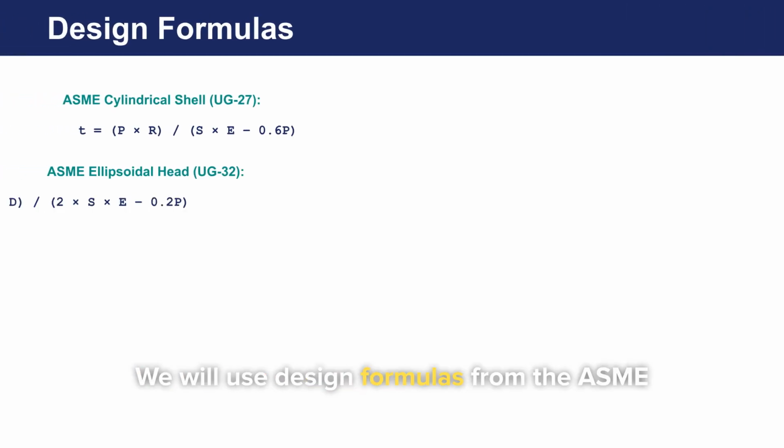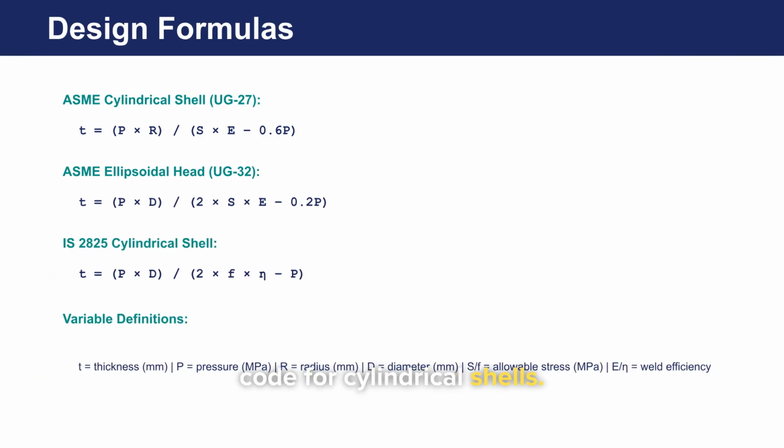We will use design formulas from the ASME code for cylindrical shells. T equals P times R divided by S times E minus 0.6 P, and T equals P times D divided by 2 times S times E minus 0.2 P for ellipsoidal heads, and T equals P times D divided by 2 times F times eta minus P is for the IS 2825 code for cylindrical shells. The variables T, P, R, D, S/F, and E/eta are defined for thickness, pressure, radius, diameter, allowable stress, and weld efficiency.